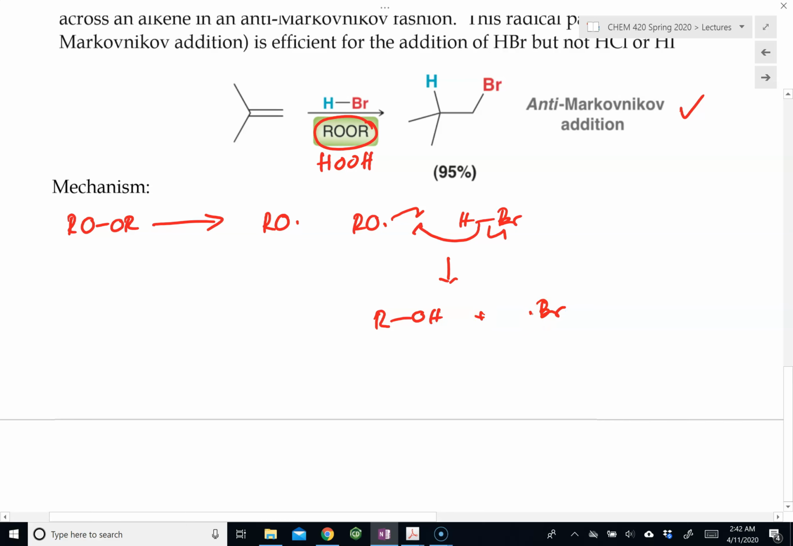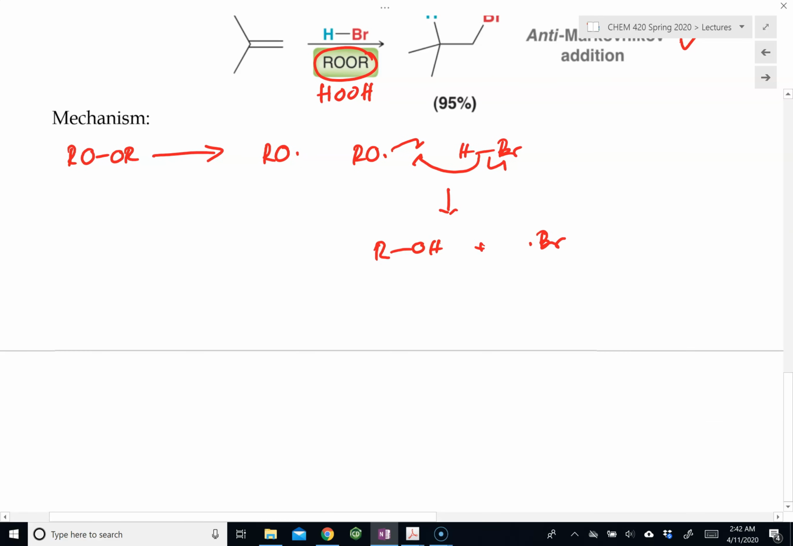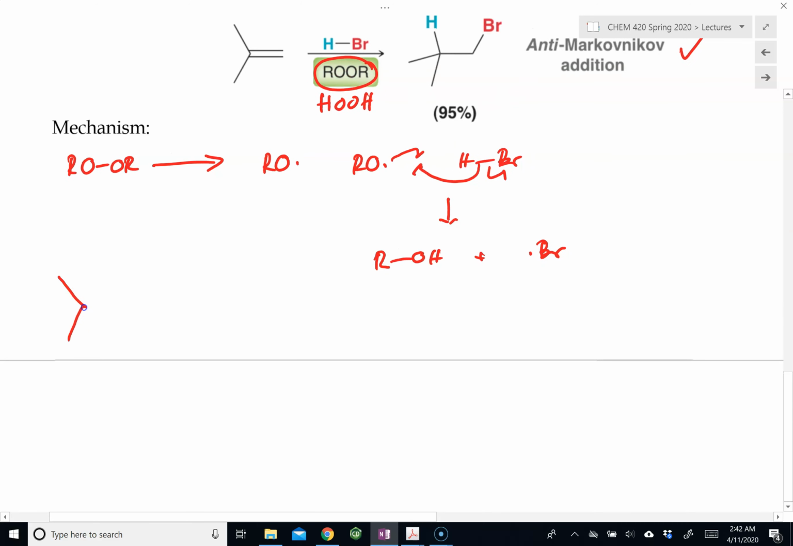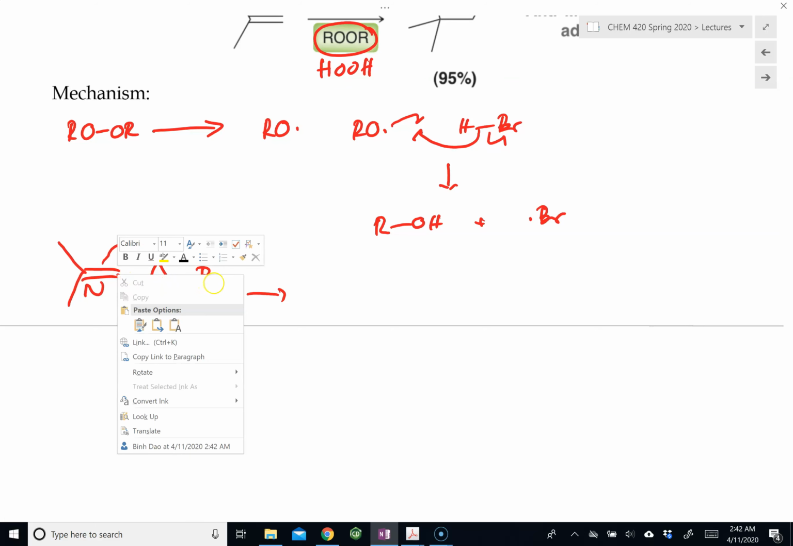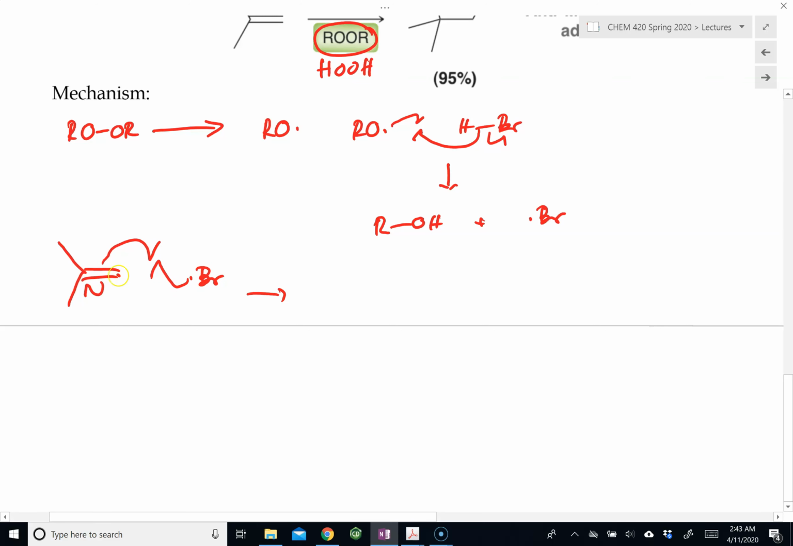Once this bromine radical is produced, it then comes in to react with our alkene. So in this case, let's say this is our alkene. Our alkene would now react with our bromine, creating a bond between them. Here the product can form in two ways. We can have the carbon on the terminal end forming a bond to the bromine, or the other product in which the bromine is forming a bond to the carbon that is more substituted.